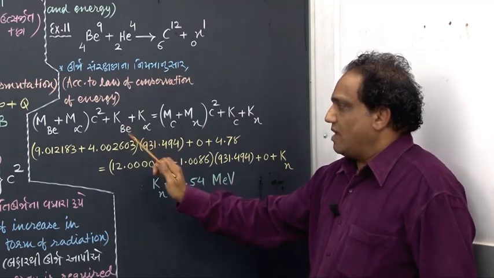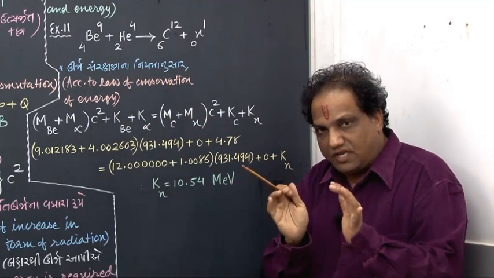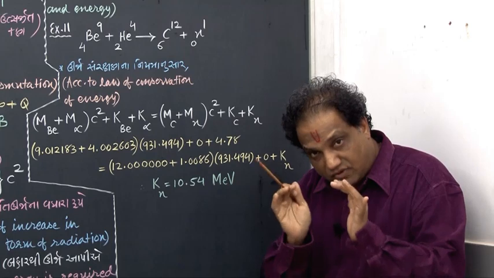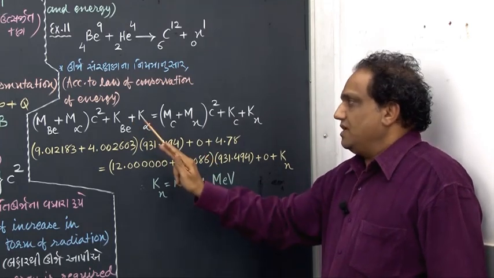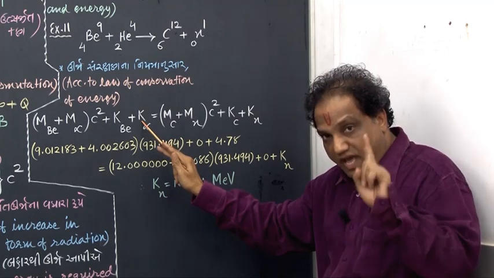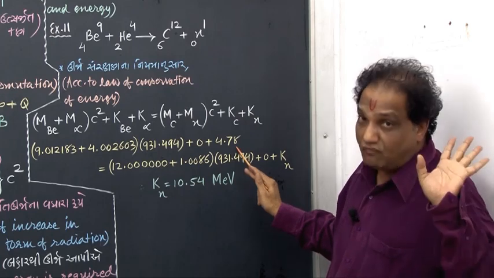Come on, kinetic energy of beryllium. See, beryllium is here the target nucleus. Target nucleus is at rest. Initially it was at rest, so naturally initial kinetic energy must be taken 0. And this projected alpha particle has energy, given in the statement, 4.78 million electron volt.